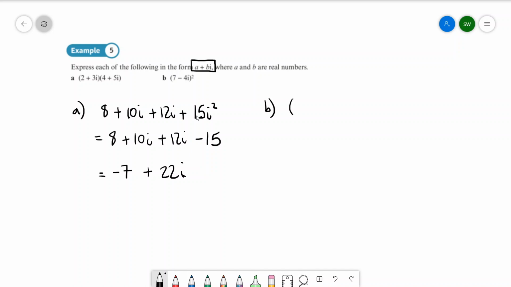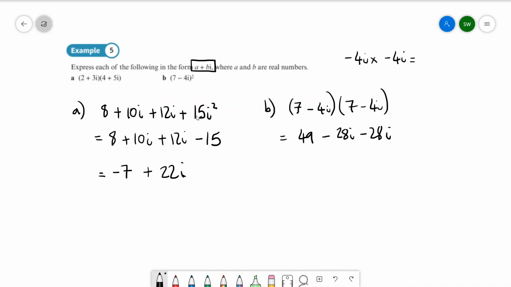In part B, we're going to do a very similar thing, and we're just going to expand the double bracket. So let's do that. We've got 49 minus 28i and minus 28i, and then we've got minus 4i times minus 4i. So I'm going to do minus 4 times minus 4, which is 16, and i times i, which is i squared. So plus 16i squared.